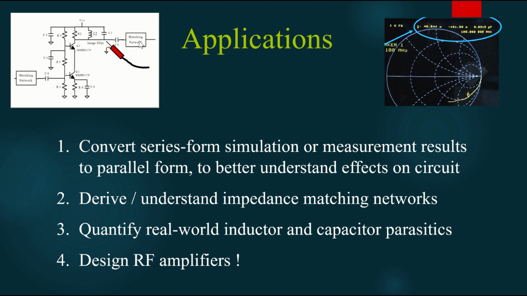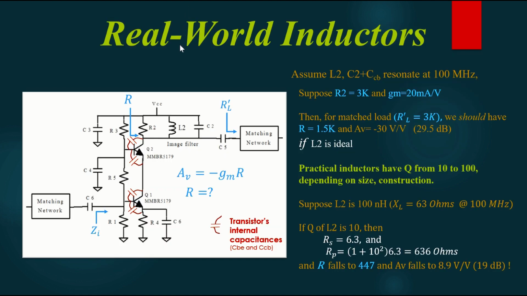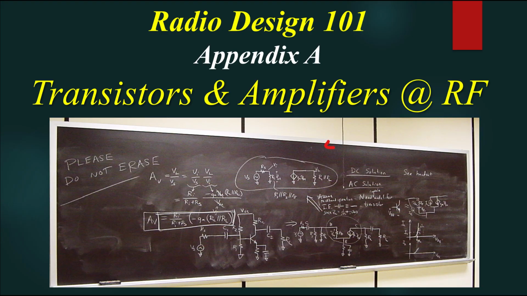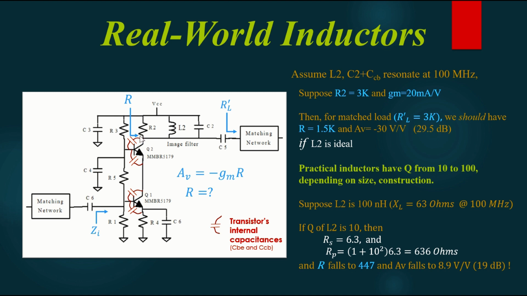So here's a cascode RF amplifier that was talked through in the Appendix A to the Radio Design 101 series. And this amplifier has a tuned circuit load that sets it at, say, 100 megahertz for the center frequency. And the gain is the transconductance of the transistor times the resistance seen looking out this collector up through R2 and then looking out through the load. So let's talk about the effects of L2 here.